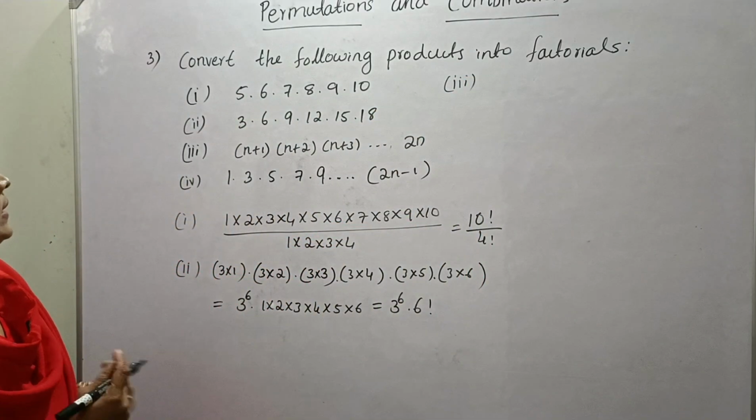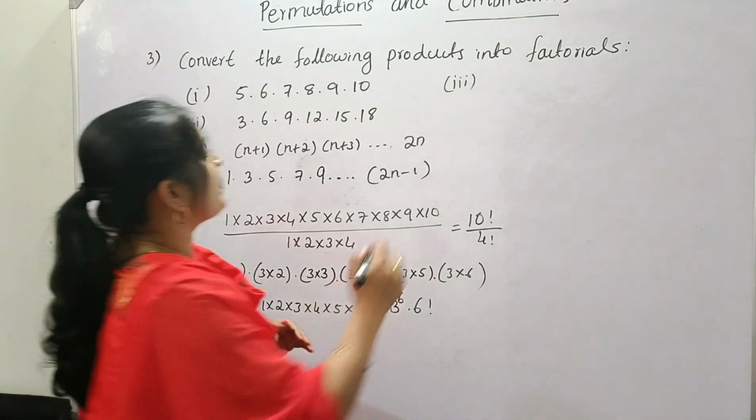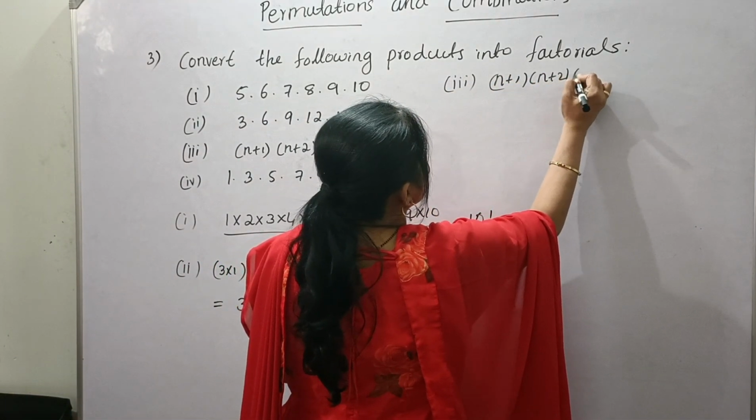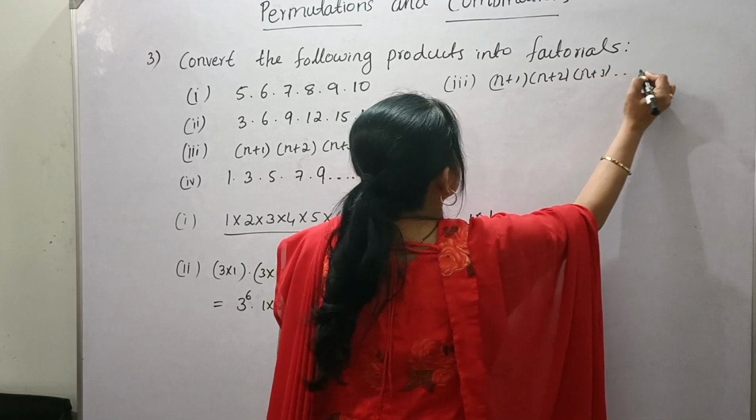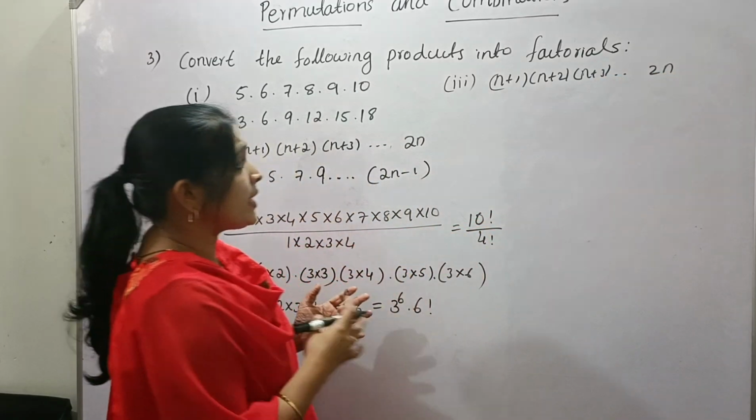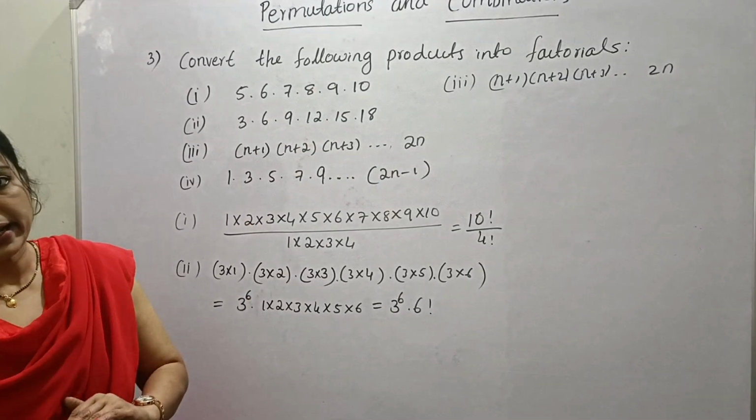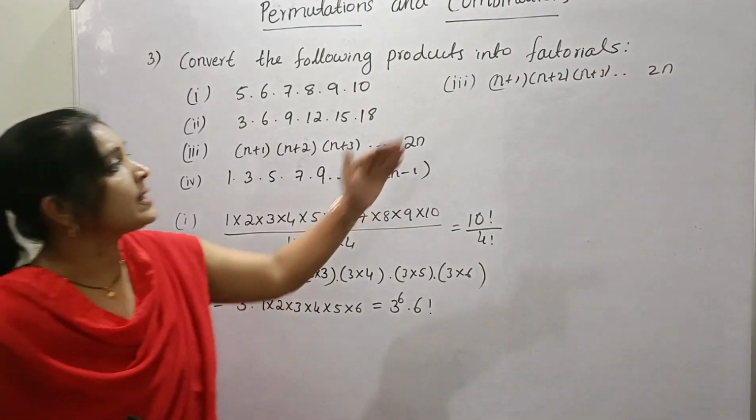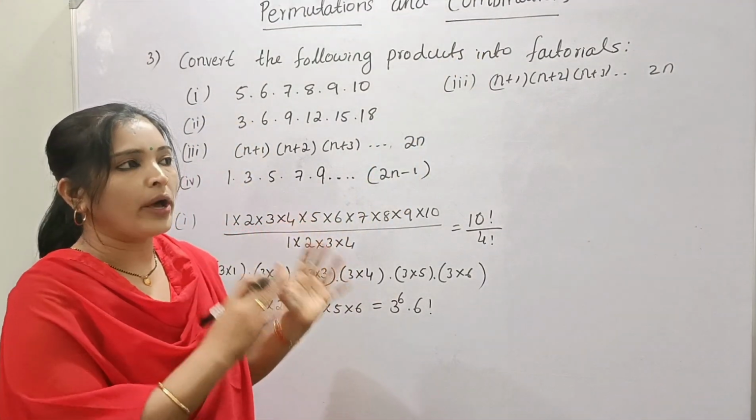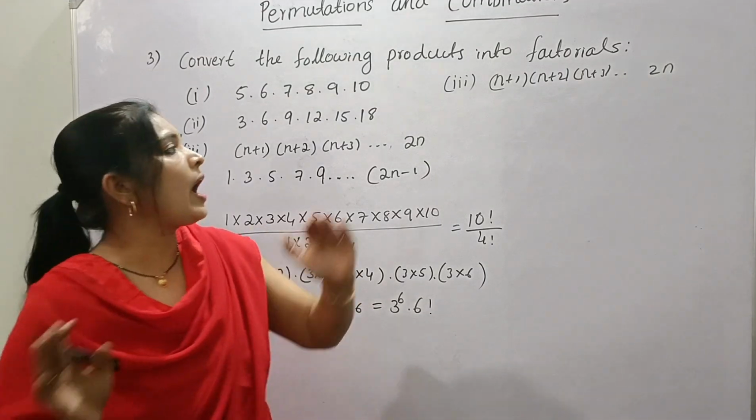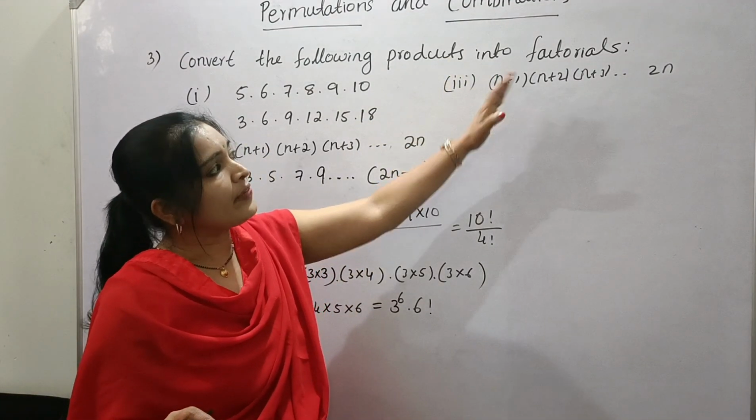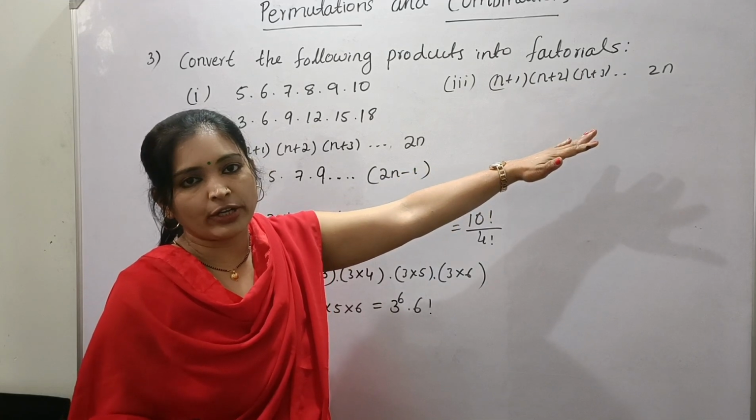The third one is n plus 1 into n plus 2 into n plus 3 etc. up to 2n. Okay. See, here also we cannot write it directly as a factorial, because some numbers are missed, right? That is till n. 1 into 2 into 3 into etc. up to n numbers are not here. If they were here, we could write it as 2n factorial.